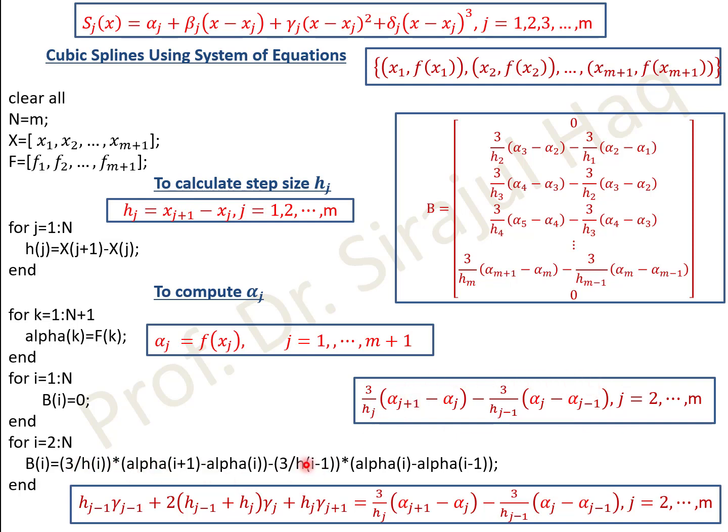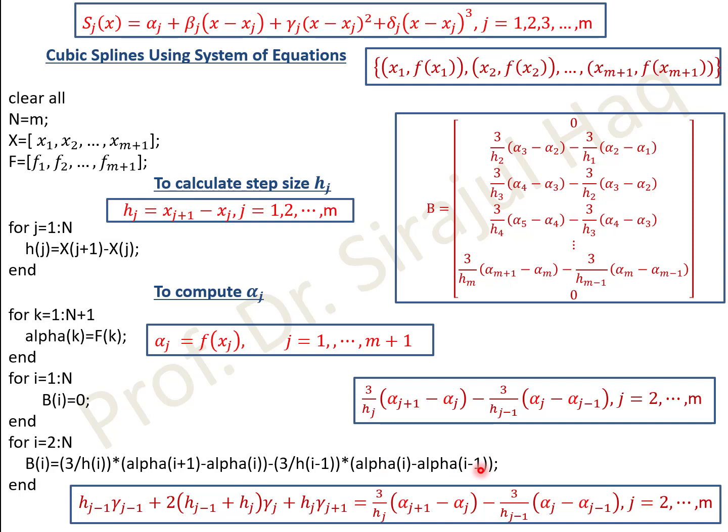So you can see when I take i equal to 2, this will give you B2. B2 is this entry. This will be 3 divided by h2, which you can see over here, alpha 3 minus alpha 2, minus 3 divided by h1 multiplied by alpha 2 minus alpha 1. 2 minus 1 is 1.